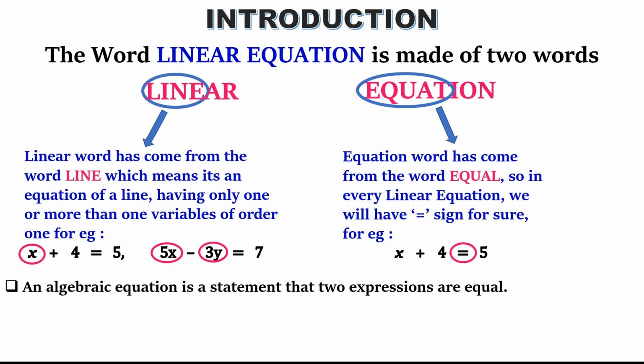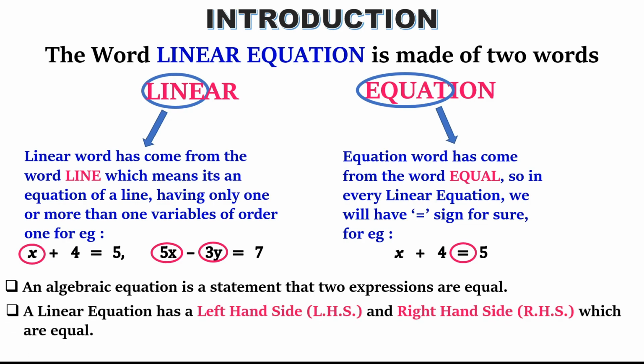An algebraic equation is a statement that has two expressions that are equal. As you can see, x plus 4 is equal to x minus 9. If two expressions are there and they both are equated, then it becomes an equation. And whenever you see a linear equation, you understand you will be having a left hand side and a right hand side and both are equal.